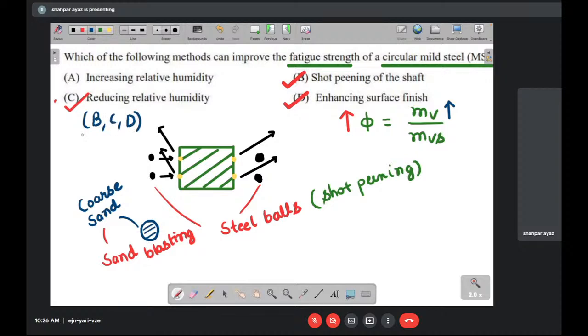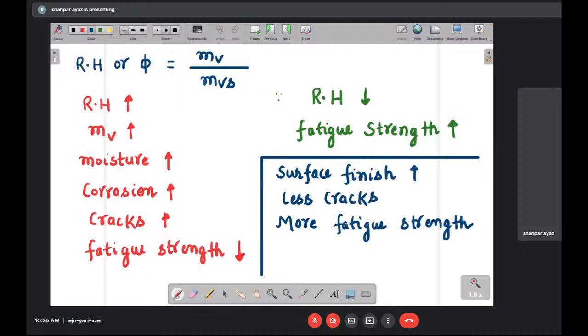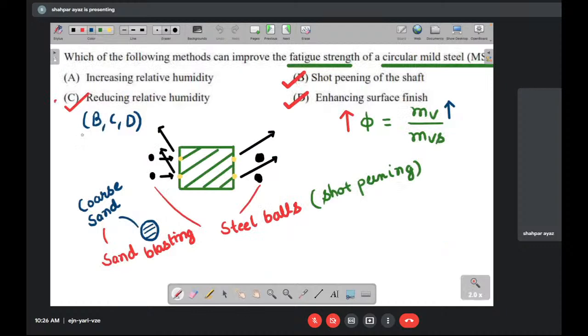Shall we move to the next problem? Yes, sir. Shall we move to the next problem, everyone? Done. I hope this part is done.